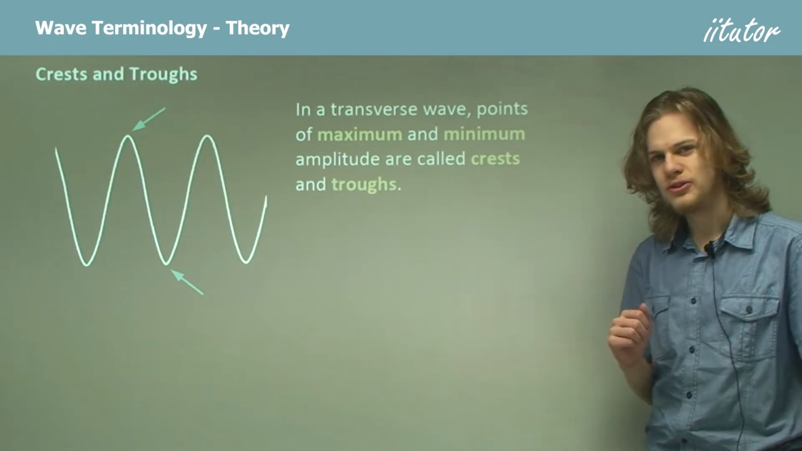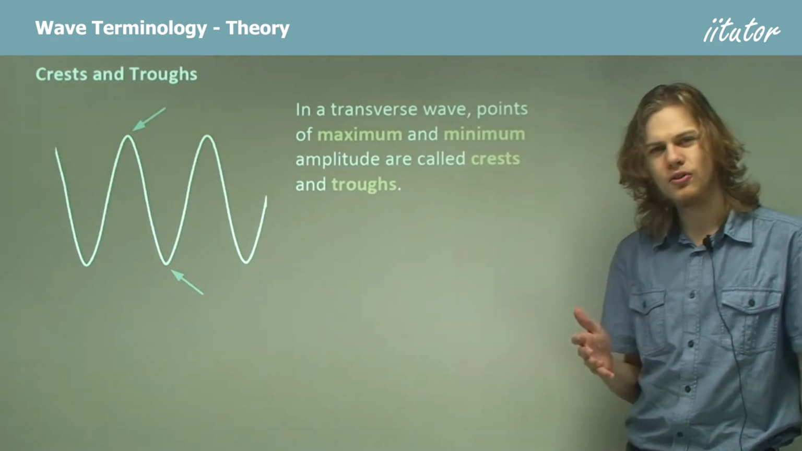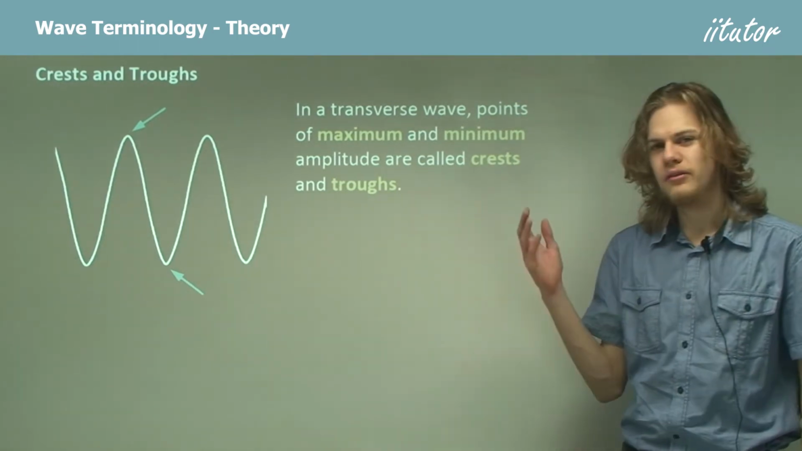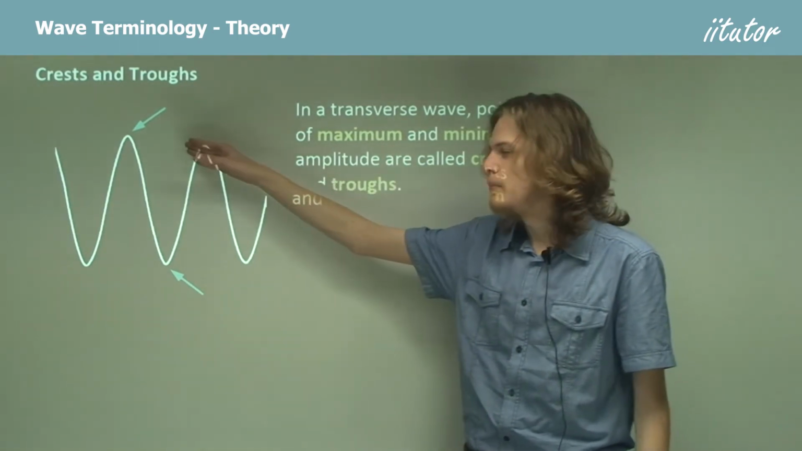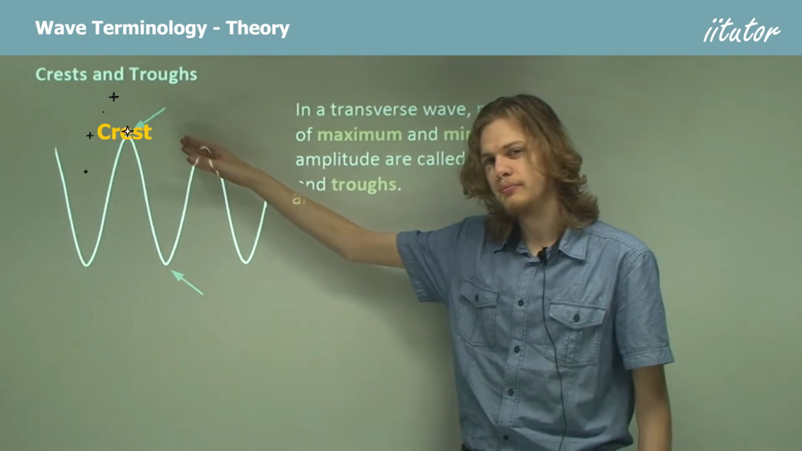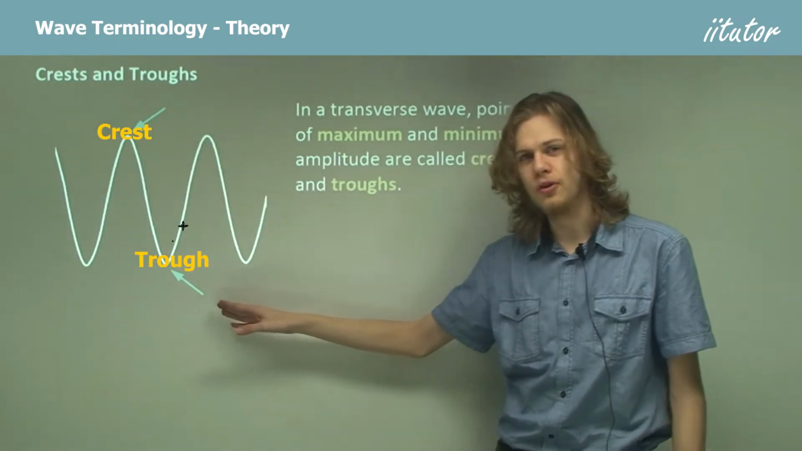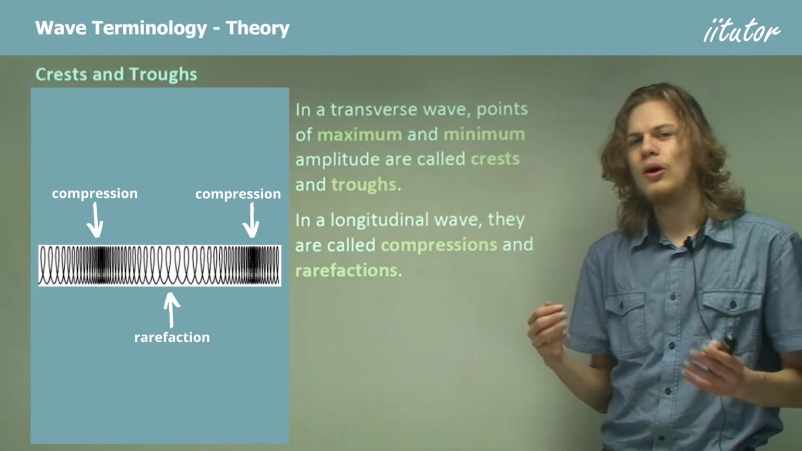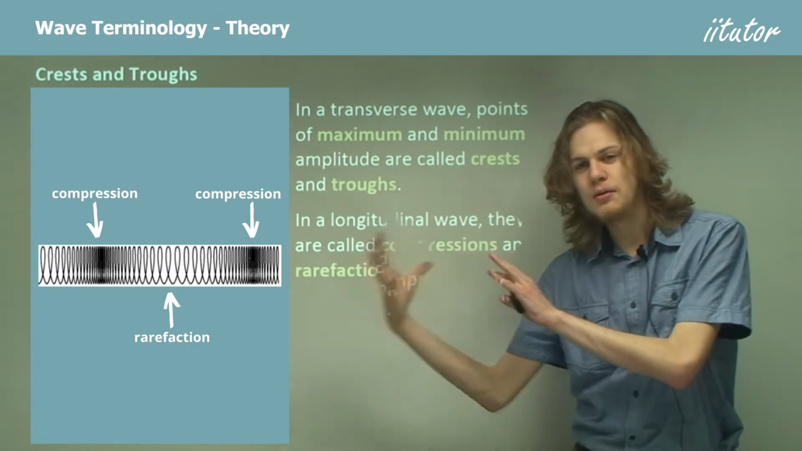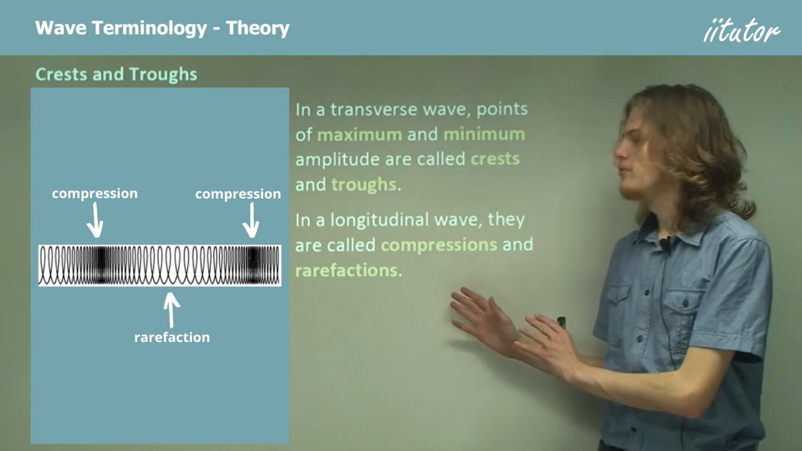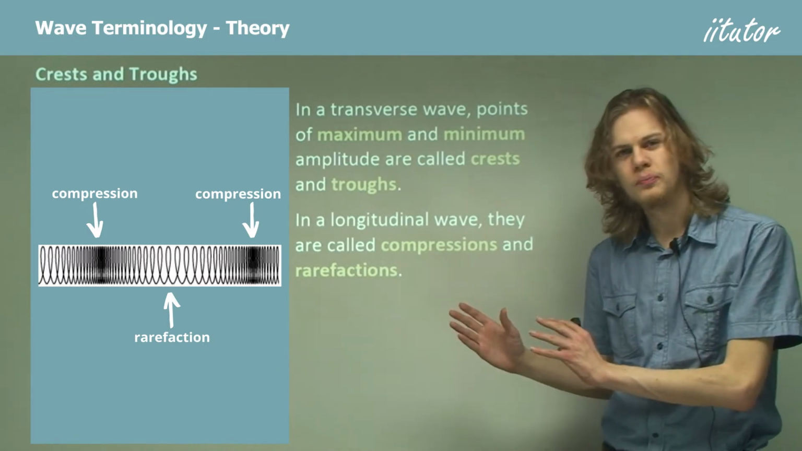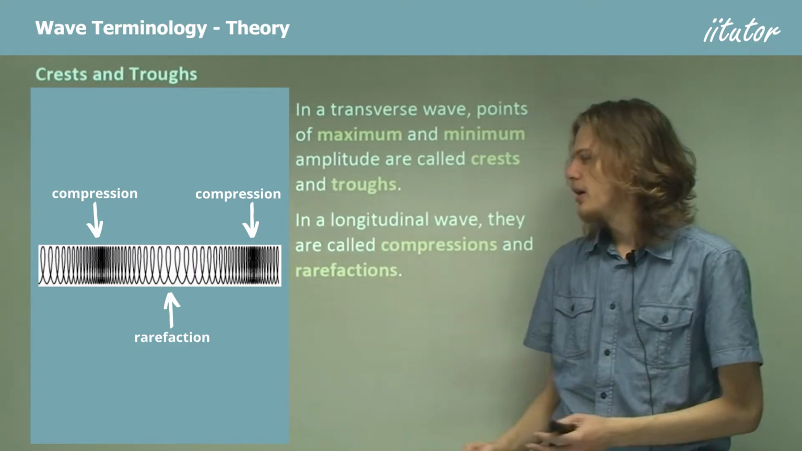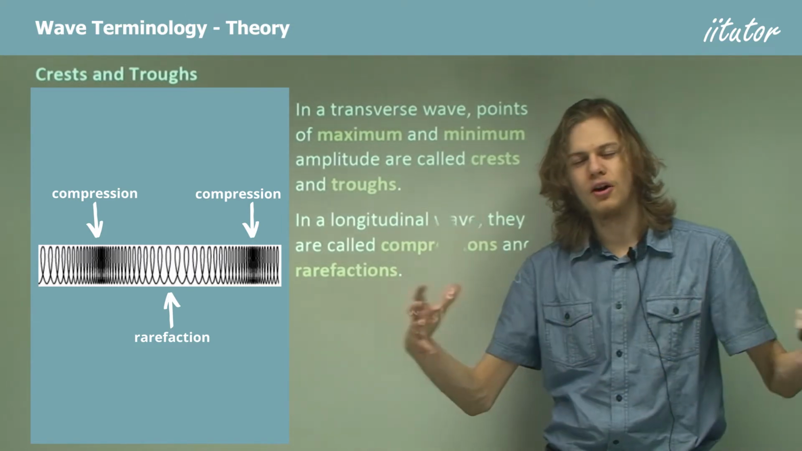Crests and troughs. These are particular parts of the wave as opposed to properties of the wave, and they're simply going to be points of maximum amplitude, a crest, and minimum amplitude, a trough. So in a longitudinal wave, that is, a wave where the particles are displaced in the same direction as the wave is moving, then they won't be called crests and troughs. They'll be called compressions, where the particles are close together, and rarefactions, when they're far apart.